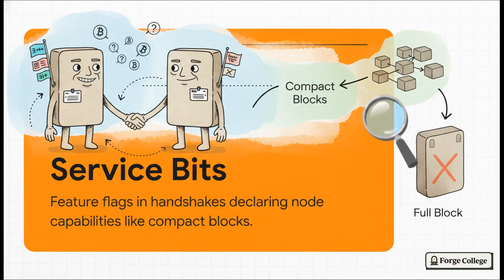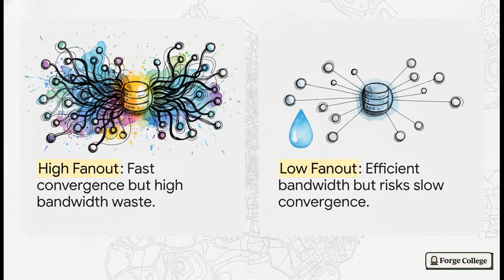If a peer happens to be running older software and doesn't have that specific flag, the node seamlessly falls back to the conservative, standard method of just sending the full block. That way, nobody gets left behind. All of these tools essentially allow node operators to choose their own priorities on what we call the fan-out curve. Fan-out is simply how many peers a node actively forwards data to.